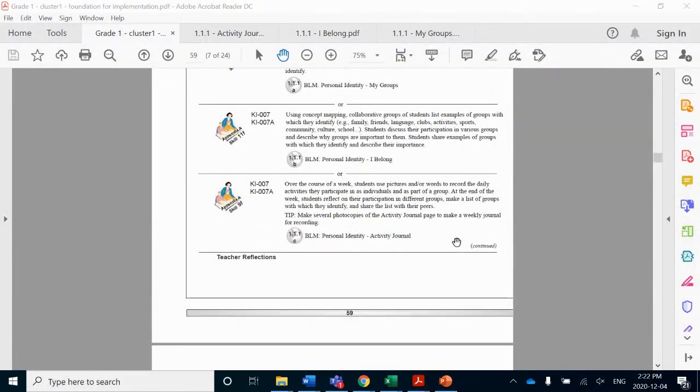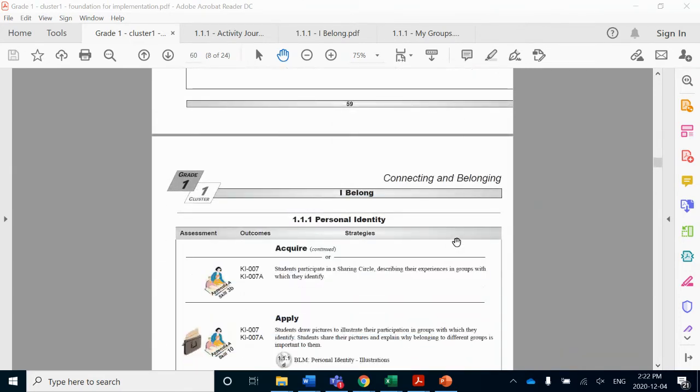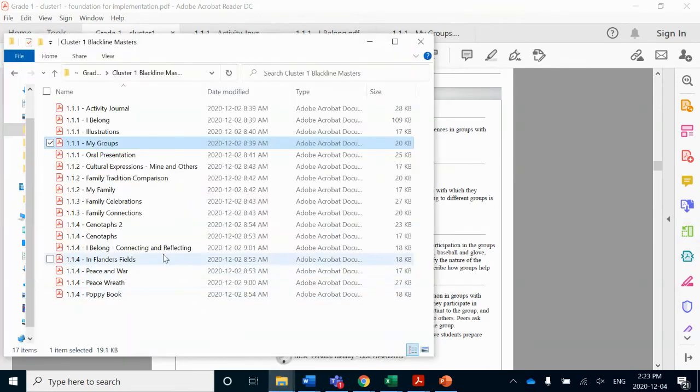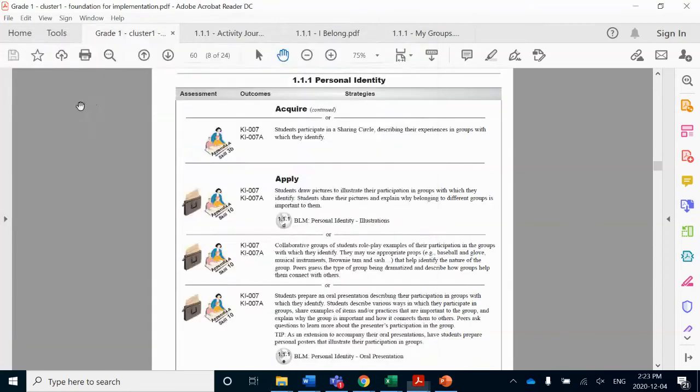Okay, so we're going to continue here to look at the applying. We've got an applying activity here, personal identity illustrations. Students are going to draw pictures to illustrate their participation in groups with which they identify. Students share their pictures and explain why belonging to different groups is important to them. So let's find this Blackline Masters 1.1.1d.